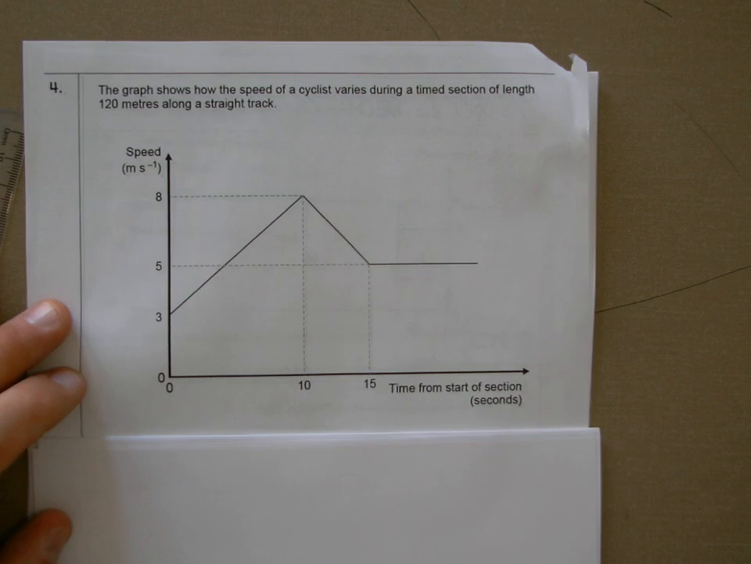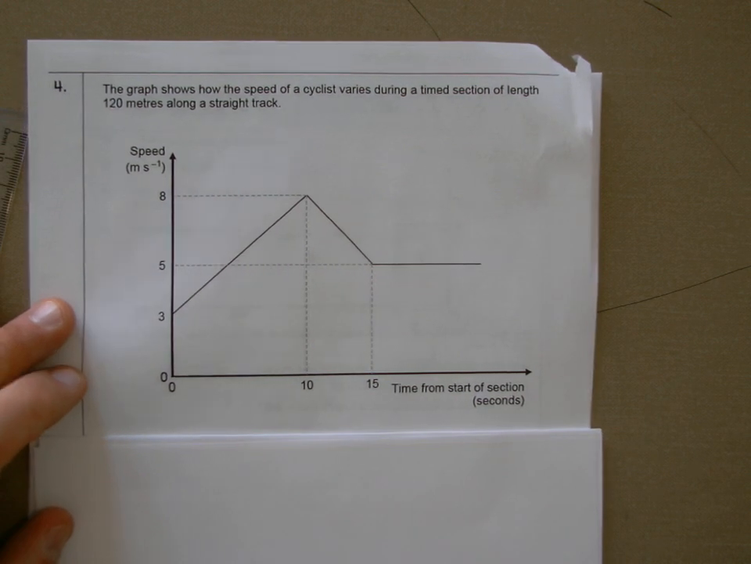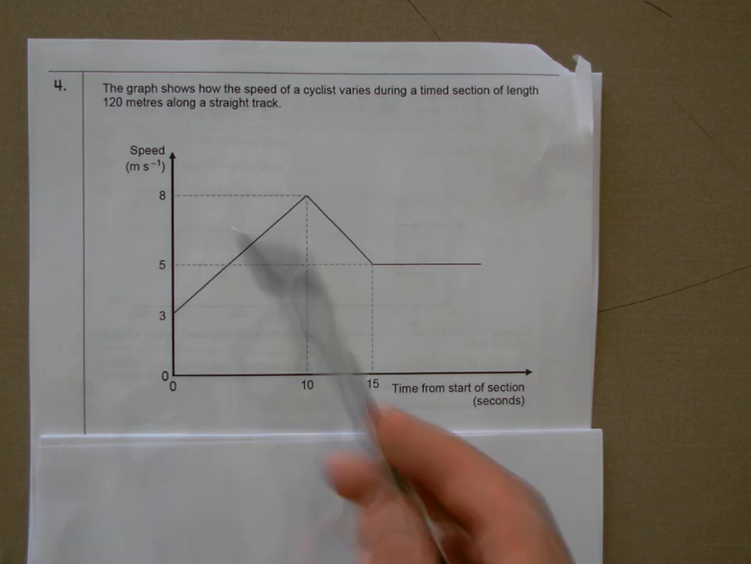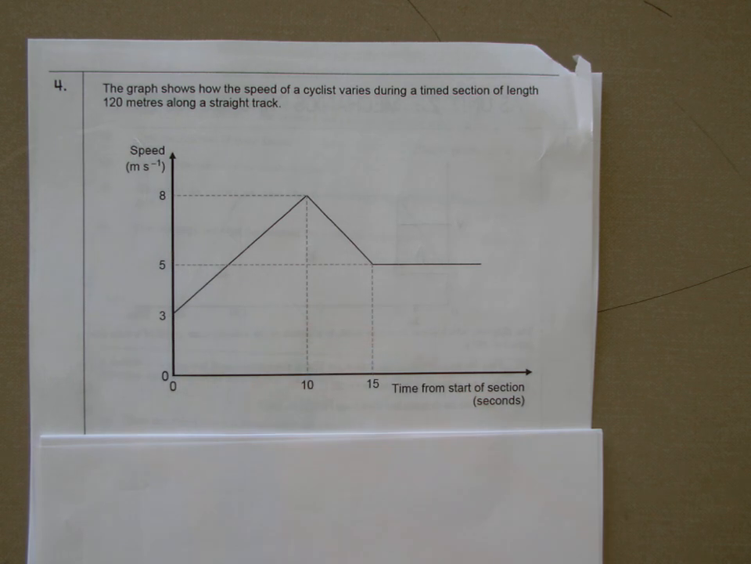Okay, the graph shows how the speed of a cyclist varies during a time section of length 120 meters along a straight track. Okay, so they put speed there, right? Velocity, though, right? What we normally see. So it's considered the same action, though. Okay, so we've got the different time intervals.